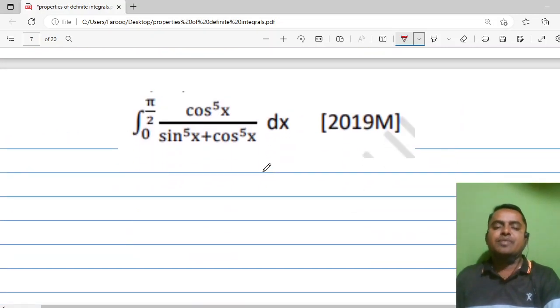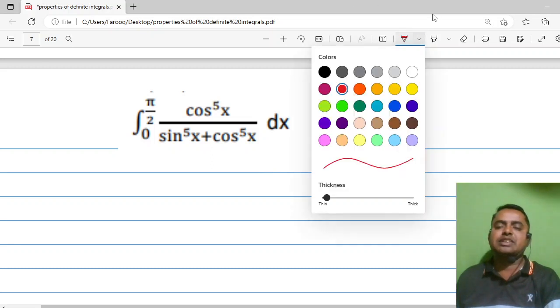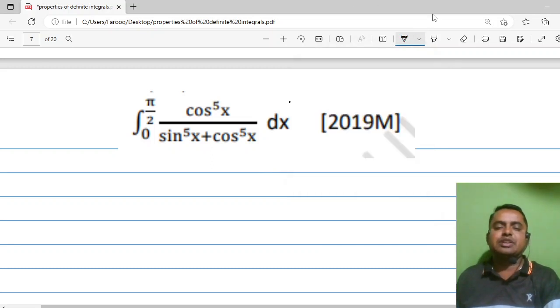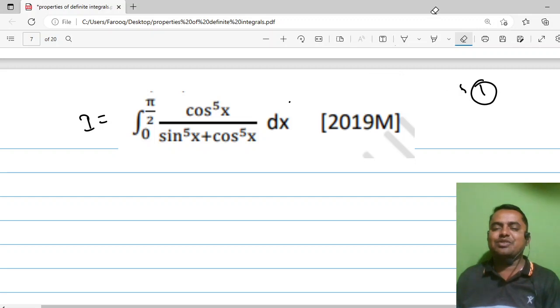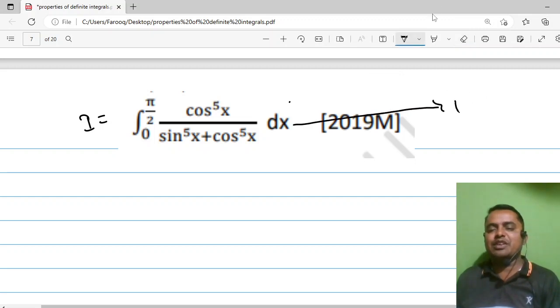Next question, same property, only thing is that the problem has been changed. This problem has been asked in the year March 2019, that is I is equal to this, and call it equation 1. You don't do it in this manner in the examination. I don't have space, so I am writing it this way.